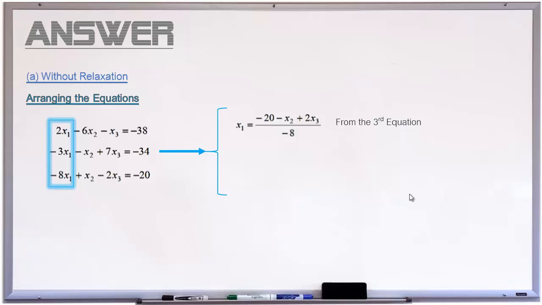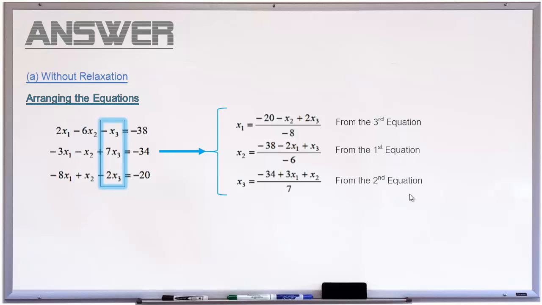Likewise, for x2, it's either the first or the second equation, as we already have used the third one. And in this case, it is the first equation that has the highest coefficient of x2. This leaves us the second equation for x3.